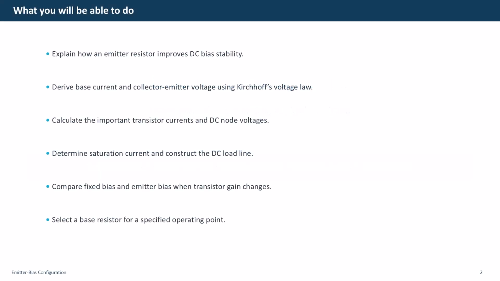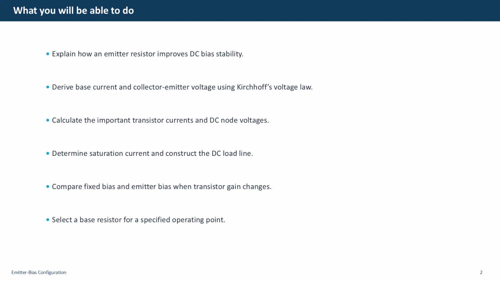By the end of this lesson, you should be able to explain the negative feedback action created by the emitter resistor, derive the base current equation from the input loop, and obtain the collector emitter voltage from the output loop. You should also be able to calculate all important node voltages, check whether the transistor remains in the active region, and find the saturation endpoint of the DC load line.